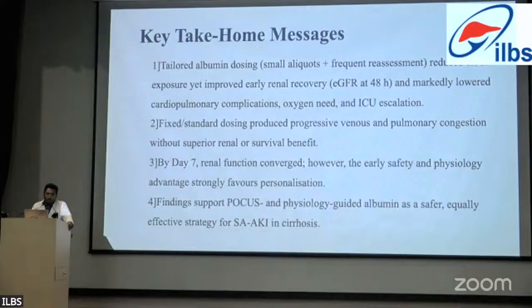So tailored dose albumin reduces albumin exposure, yet improves early renal recovery and markedly lowers cardiopulmonary complications, oxygen need, and ICU escalation. Fixed dose produces progressive venous and pulmonary congestion without superior renal and survival benefit. By day 7 renal function converged. However, the early safety and the physiological advantage strongly favor personalized dosing of the albumin.